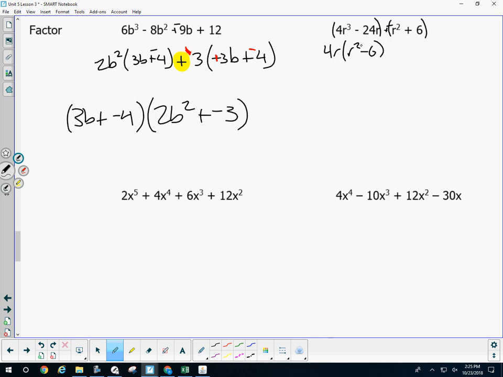So this is r squared minus 6, but this is negative r squared plus 6. I have to pull out a negative 1. After doing that, I have r squared minus 6 and r squared minus 6, or r squared plus negative 6. So pull out that negative 1, and now you have r squared minus 6 and 4r minus 1. Okay?